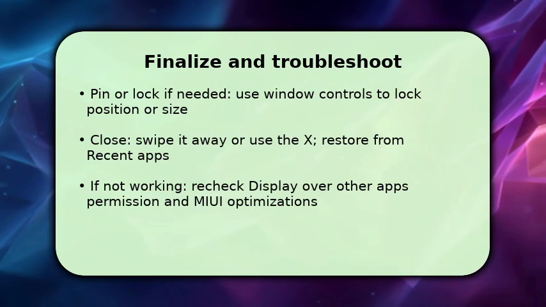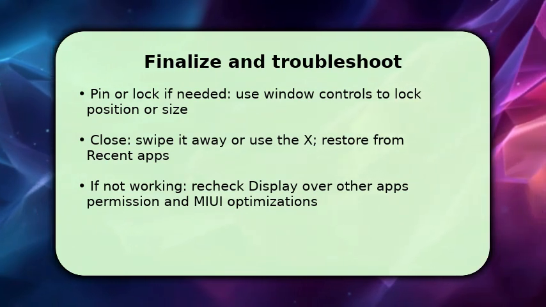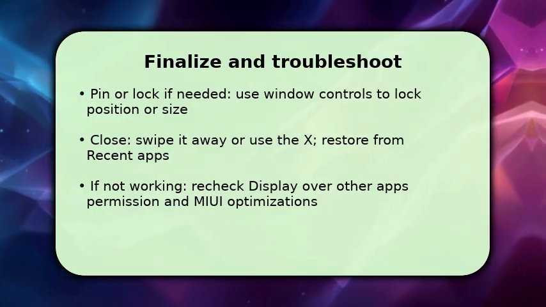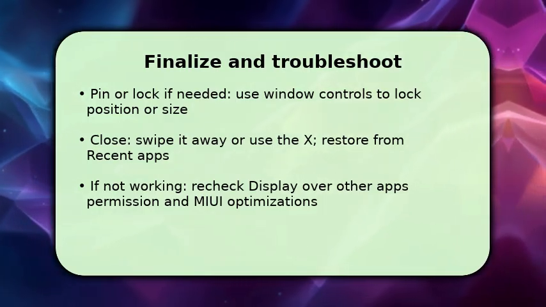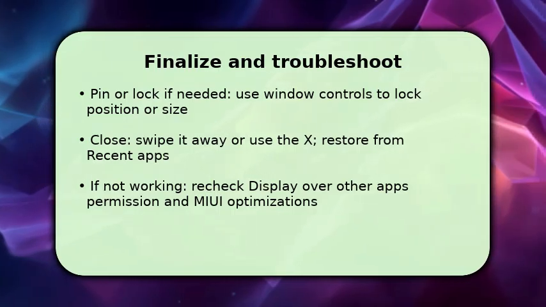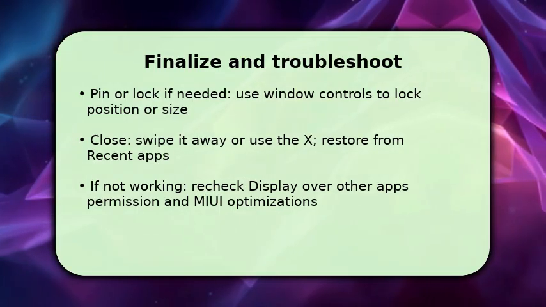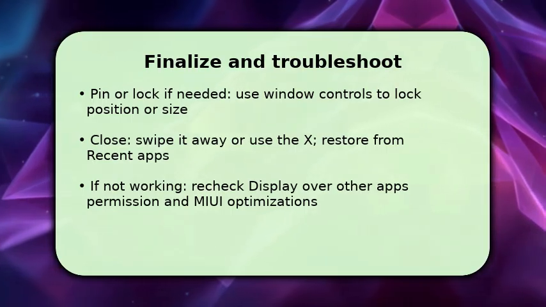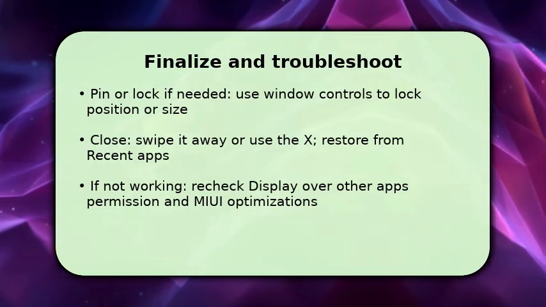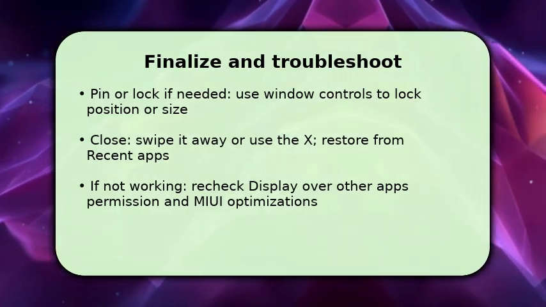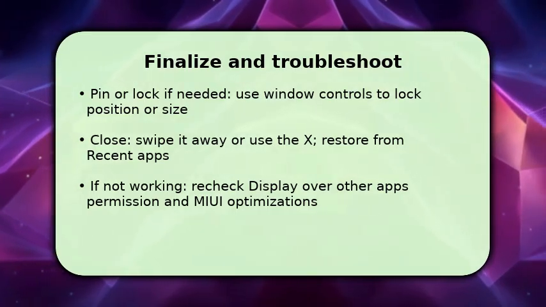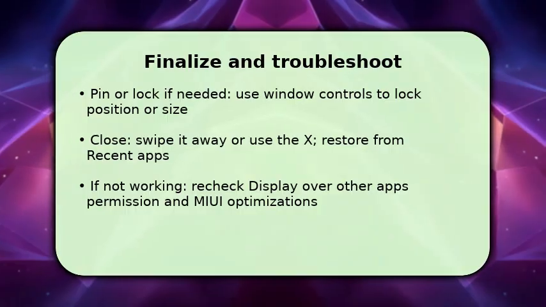To finish, use the floating window controls to lock its size or pin it so it stays on top while you navigate other apps. This prevents accidental closure. When done, close the float with the X or swipe it off screen, and you can always reopen from recent apps. If the floating option doesn't appear, recheck display over other apps permission, reboot the phone, and disable aggressive MIUI battery optimizations for that app. These troubleshooting steps resolve most issues quickly, so floating works reliably.